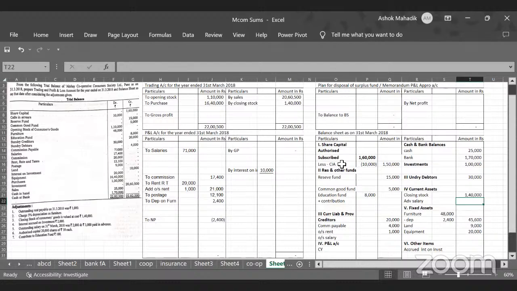So when you draw the format, always keep this authorized share capital, reserves and other funds. In case loans are there in your sum, be after reserves or even before reserves, you should take loans, secured loans and unsecured loans. Okay, on credit side or on the asset side, arrange the assets in liquid to non-liquid order.